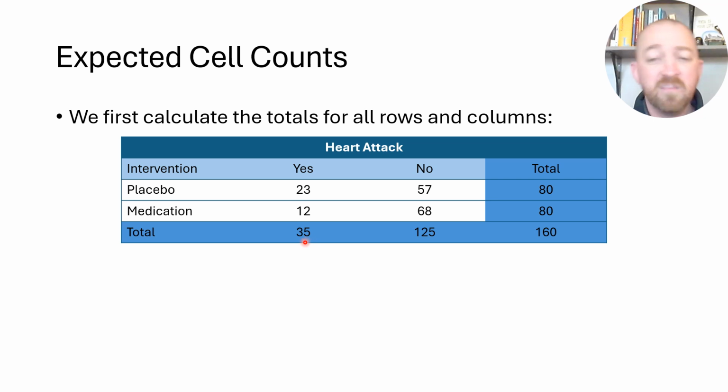Now, 35 people total in the study had a heart attack within the study's time frame, and 125 did not have a heart attack in that time frame. There were also 160 total people in the study. Okay, so n equals 160.